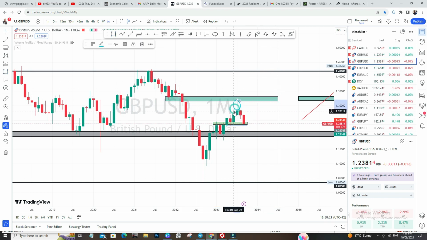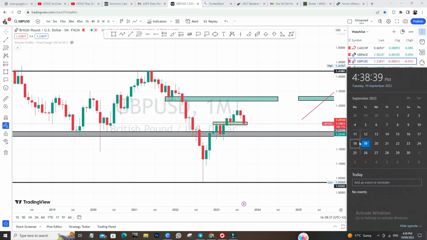Price has done that within a week. It has tested this level on a monthly time frame. Monthly time frame means each candlestick here represents one month. This last candlestick is September. We are in September 19th, so far this is the whole of September. This is August, this is July, this is June, just like that, backwards.